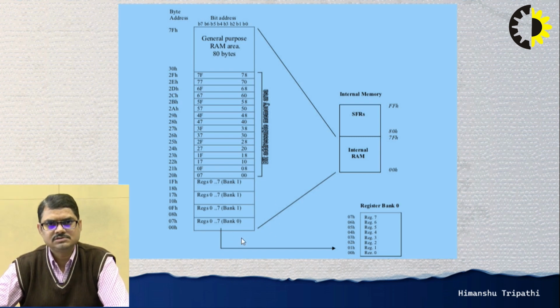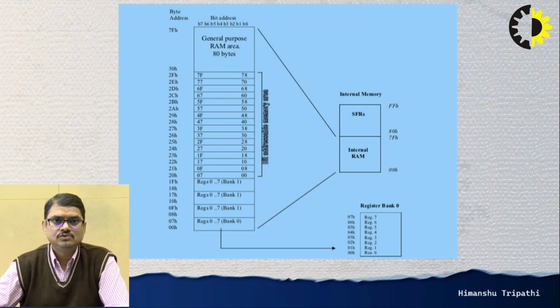So we can say that we have 32 registers in the RAM, and we can access those registers by their names. If we are using the name, then we need to first configure the bank accordingly. After these 32 locations we have a bit addressable area, in which we can access individual bits of the RAM. After this bit addressable area we have 80 bytes of scratch pad area, or you can say general purpose RAM area, and this area can be used as general purpose RAM.